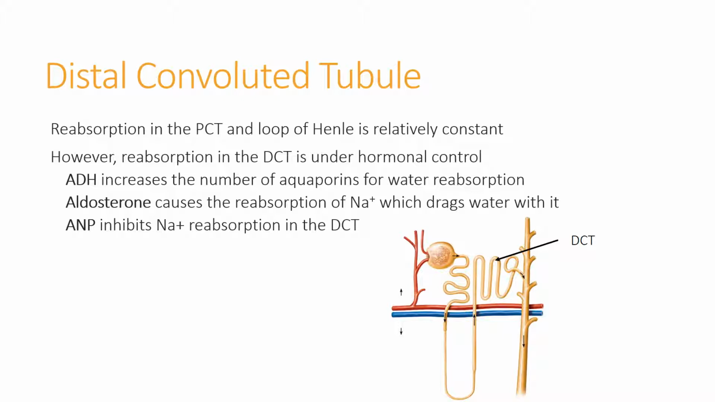If ANP is traveling through the bloodstream, on the other hand, it inhibits sodium reabsorption in the distal convoluted tubule. We don't reabsorb as much sodium, and so we don't reabsorb as much water. More water winds up in our urine, and this allows us to increase the amount of water leaving the body and decrease our blood pressure overall. And the hormone PTH, or parathyroid hormone, increases the reabsorption of calcium from the distal convoluted tubule. The more PTH we have, the more calcium we reabsorb.